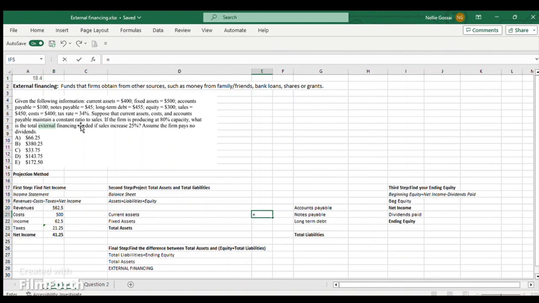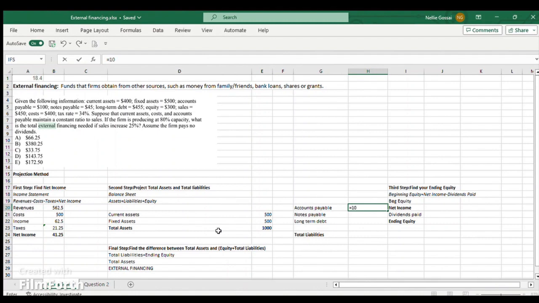Next, our current assets are increasing in proportion to sales as well. So it'll be 400 times 1.25. Since nothing is mentioned about our fixed assets, we assume that they stay the same. So when we total these up, our total assets are 1,000.